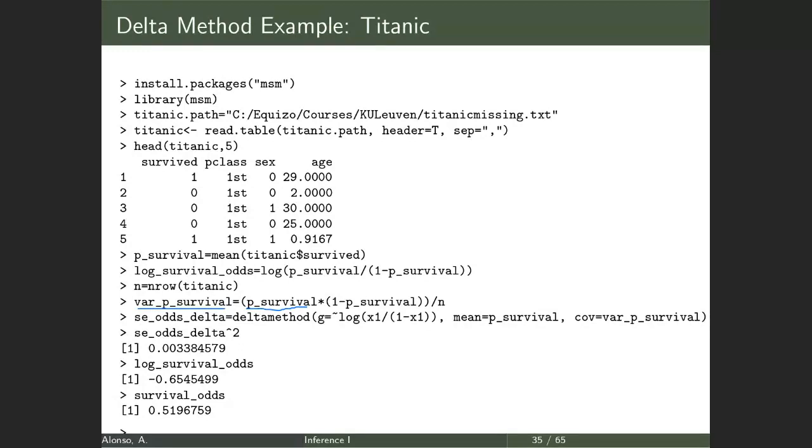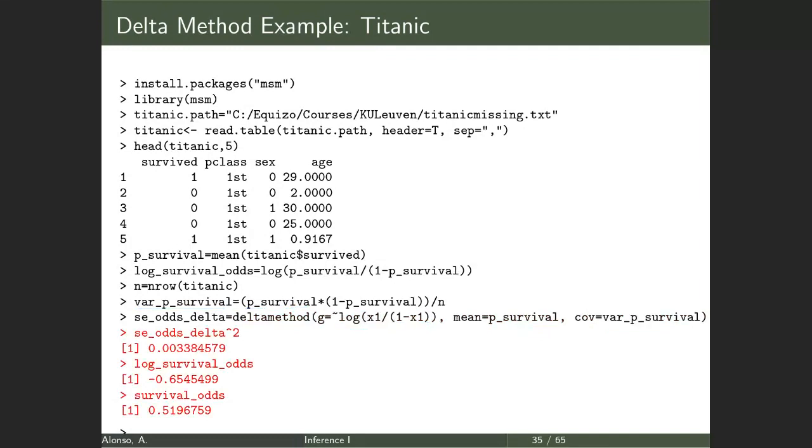And then there is a function in R called the delta method. And you can apply that function to calculate the standard deviation of the estimator of the logarithm of odds of survival. The only thing you need to do is pass your g function over here, pass the probability of surviving, and pass the variance of that probability. And once you do that, here you get the values that you need.